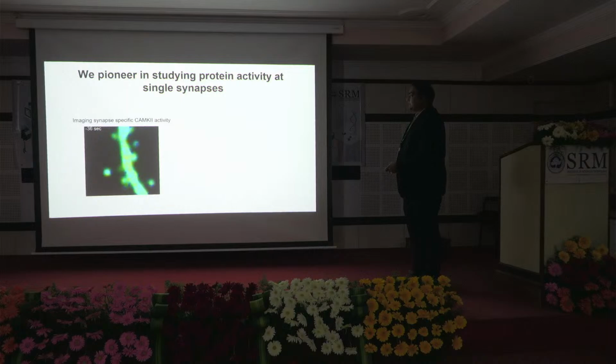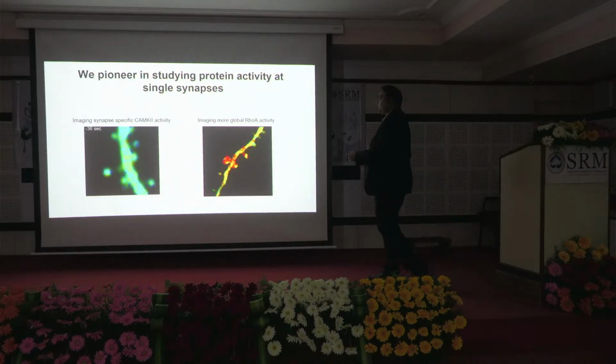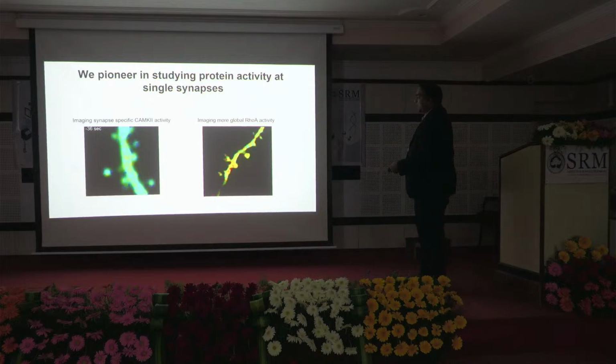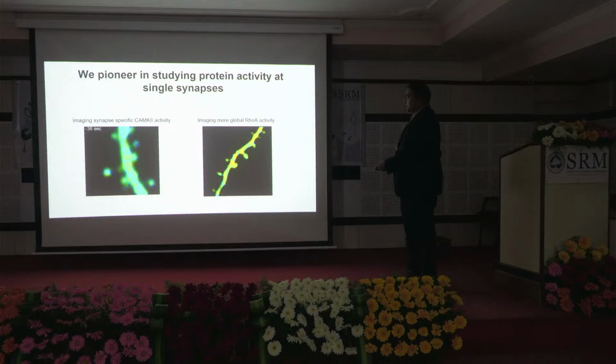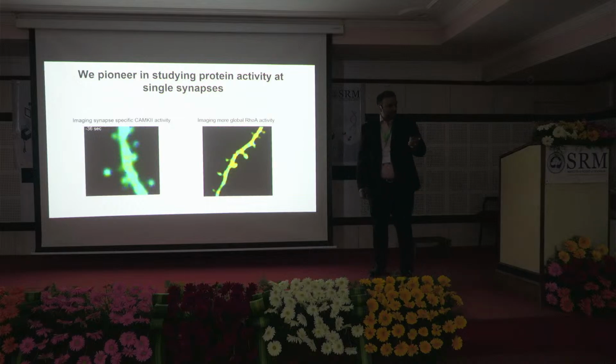Whereas if you look at RhoA activity, you see that the activity is a lot more spreading. Can we play that again? Sorry. So if you induce plasticity here, it will spread throughout the dendrite and will not be restricted here. Anyway, it's not playing. Okay, it's fine. So with these sensors, we can get a lot more quantitative information.